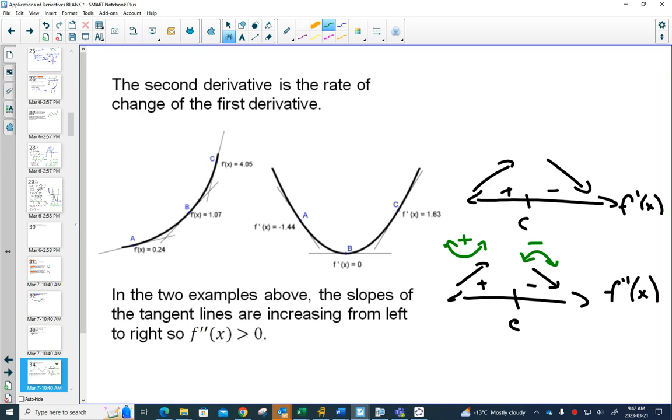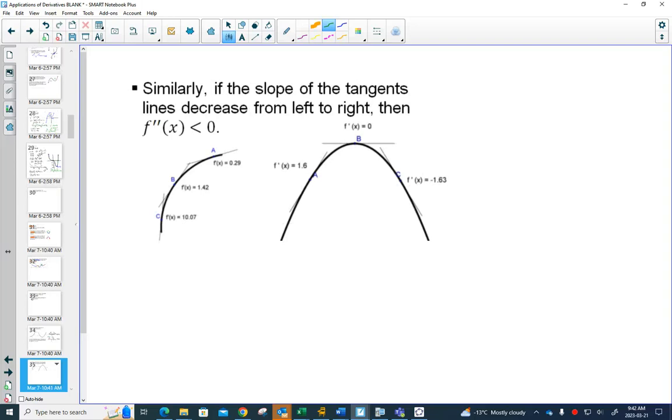So this is the understanding part. The simplistic part of it is your second derivative. If it's positive, you will find out your original graph is concave up. If it's negative, it tells you your original graph is concave down. So same thing with all of these concave down ones. We would notice that our tangents are decreasing. They're getting smaller. That makes it concave down.